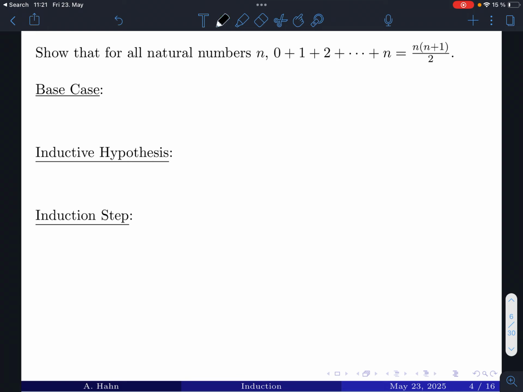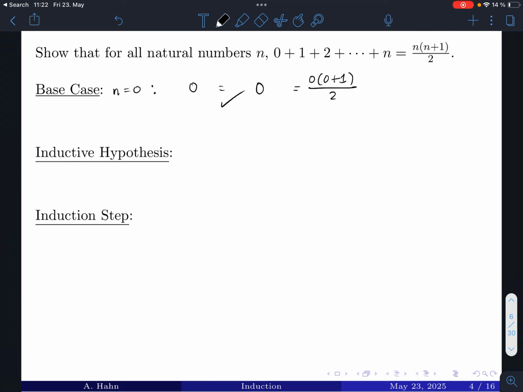For your base case, in this case our base case is n is equal to 0, so we're going to say n is equal to 0. And we're going to write down the left-hand side of our predicate. Remember, when we add up all of the natural numbers up until 0, we just get 0. So we're going to have 0 is equal to, and then for the right-hand side, we're just going to plug in 0. So we get 0 times 0 plus 1 divided by 2, and that is equal to 0.